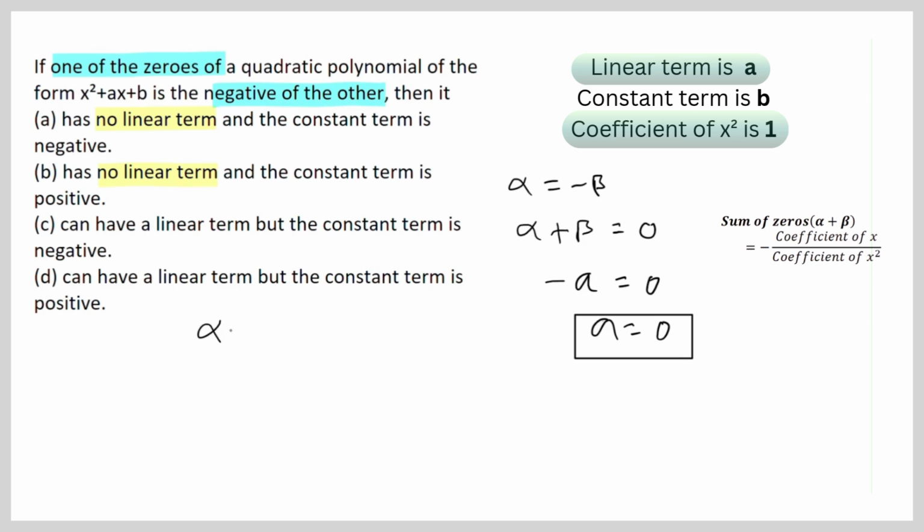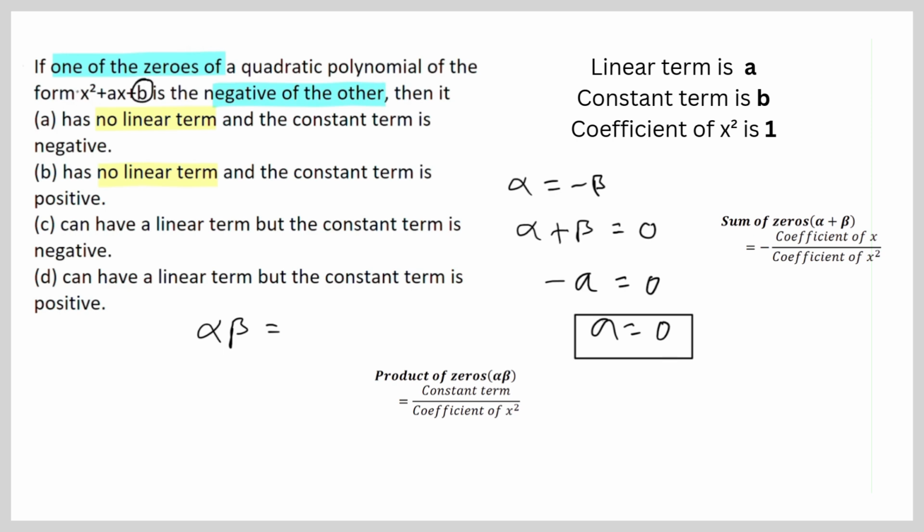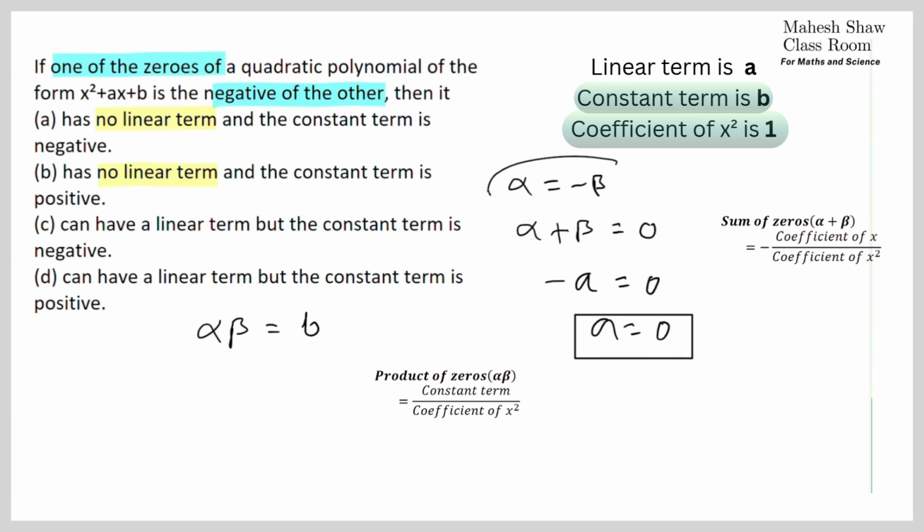For constant term, we can use this: product of the zeros is constant term divided by coefficient of x square. So it is b over 1. B over 1 is what? B only. Now from here, if I substitute alpha as negative beta, what I'll get? Replacing this alpha with negative beta, so we get negative beta into beta, or we may say that negative beta square, make sure this is minus outside, right, is equal to b.